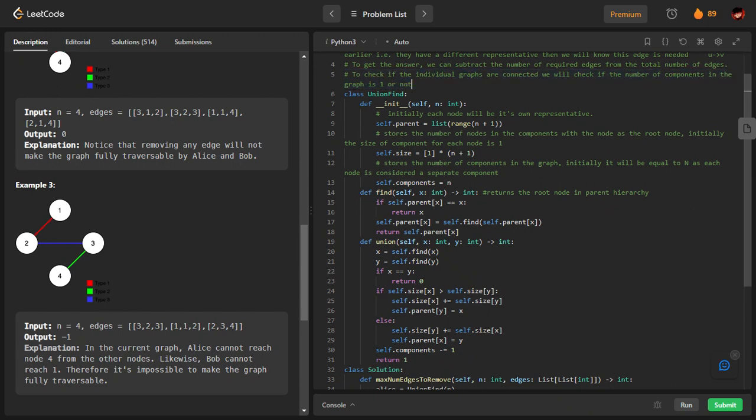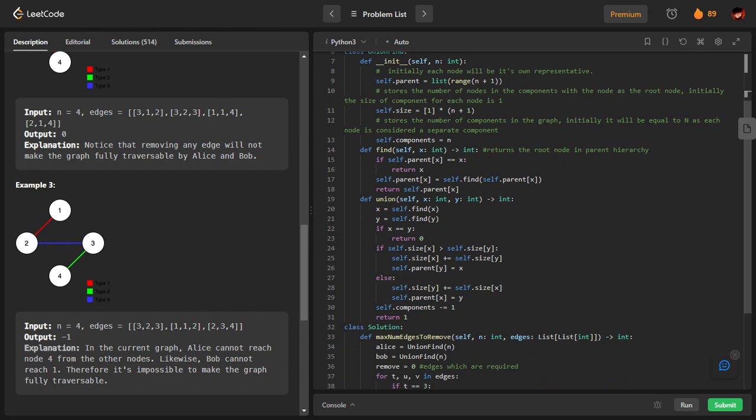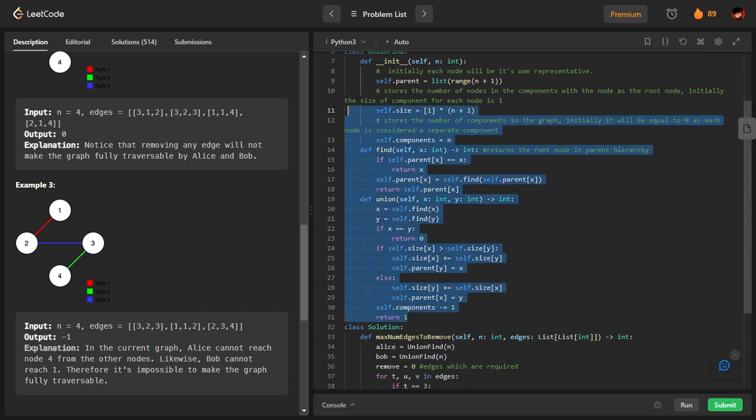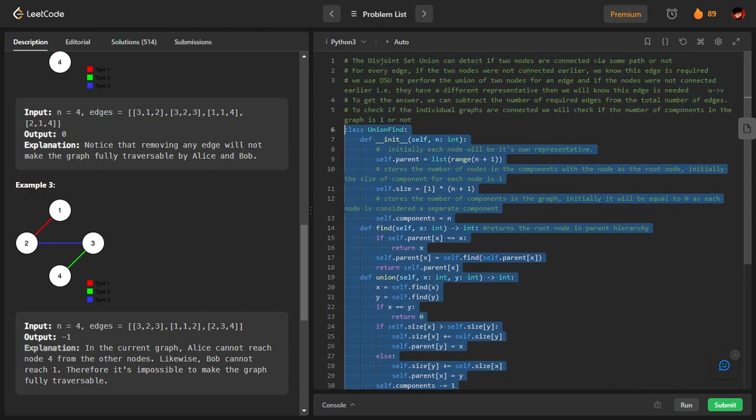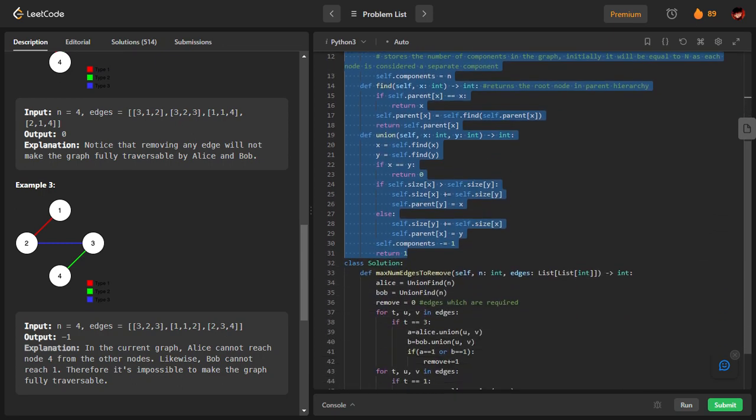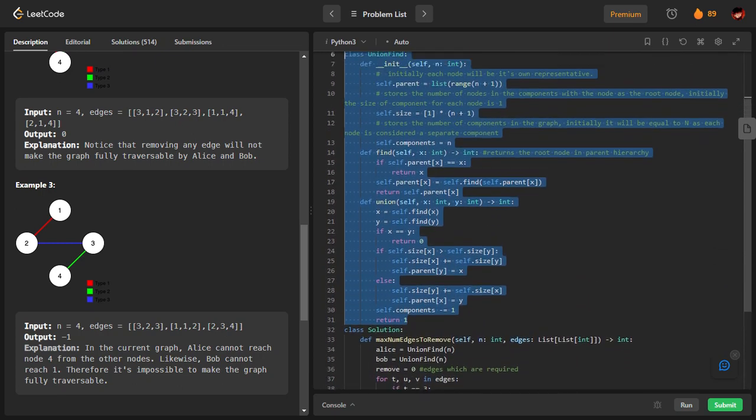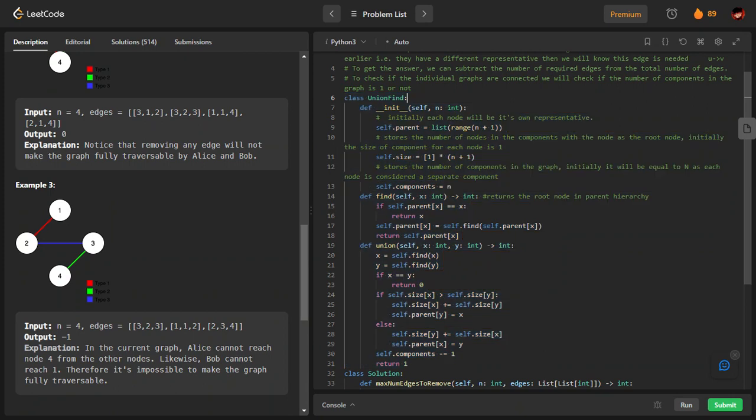From here to here is the data structure we are going to use. This is called a union find data structure. Our real answer starts from this class. Let me quickly explain what we are doing. Initially each node will have its own representative, so you might have understood by now there will be n representatives. This parent is what we are calling the representative. So parent is the representative for a node.